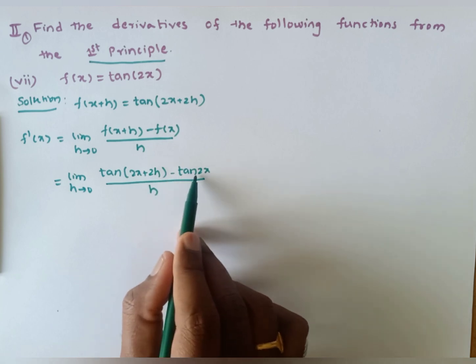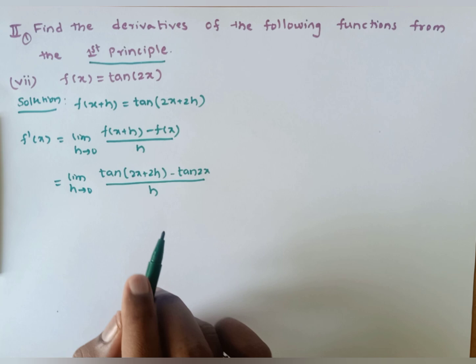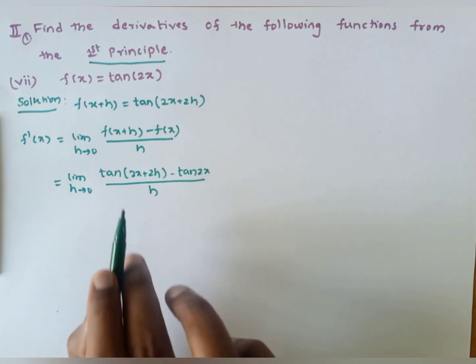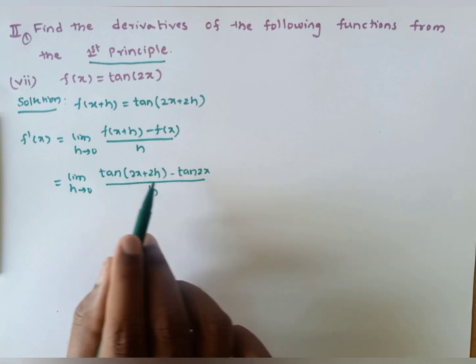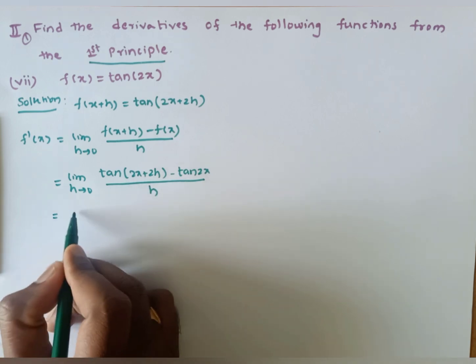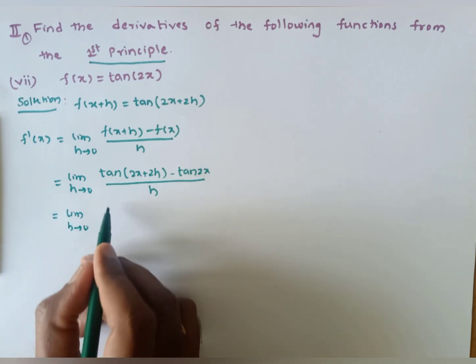So tan x minus tan x, 0 by 0, so it is an indeterminate form. So we need to apply the trigonometric ratios formulae. Here tan can be written as sin by cos. First of all, there is no alternative, so replace tan with sin by cos.